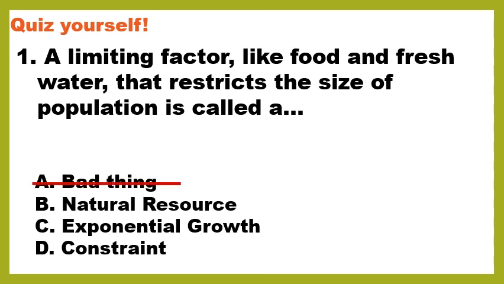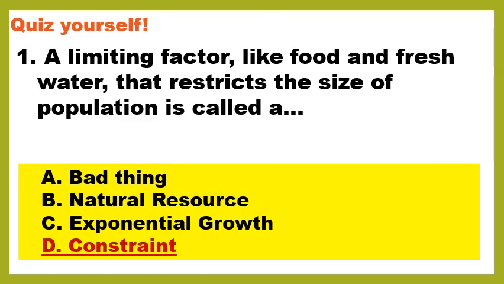I'm going to eliminate a bad thing because that's not a very scientific word, so I'm going to get rid of it. I'm also going to get rid of exponential growth because that is a growth pattern that we would see on a graph. It's not something that's going to stop a population from continuing to grow. What will stop a population are constraints, like access to fresh water, access to fuel. So we have constraints on our population that are eventually going to stop this exponential growth.